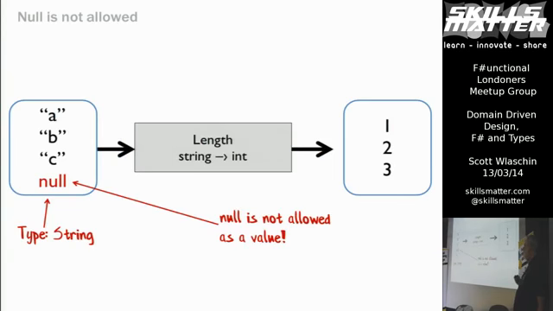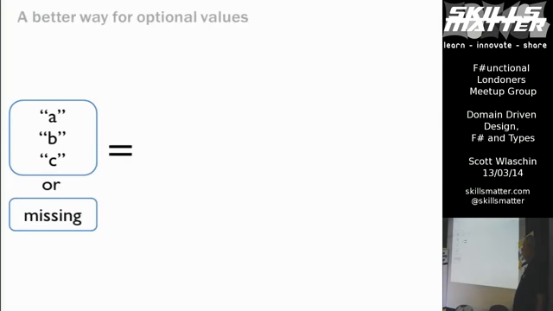So, don't use nulls as values. Now, in this case, unfortunately, because of .NET compatibilities, string is actually one of the examples where you can put a null in. But for most of the types that you define yourself, null is not a valid value for a type. So don't use nulls. So if you don't use nulls, what can you do instead to represent missing values?